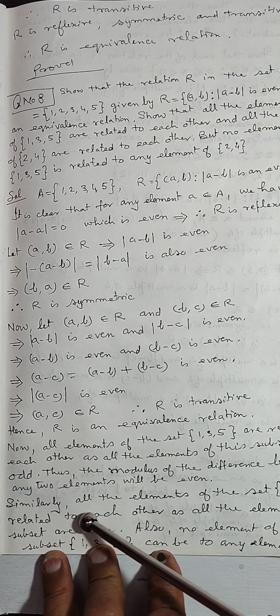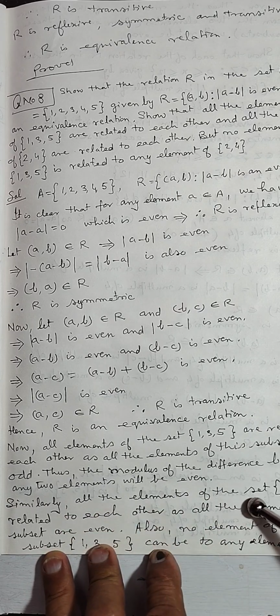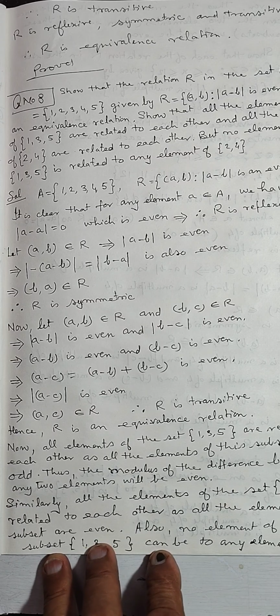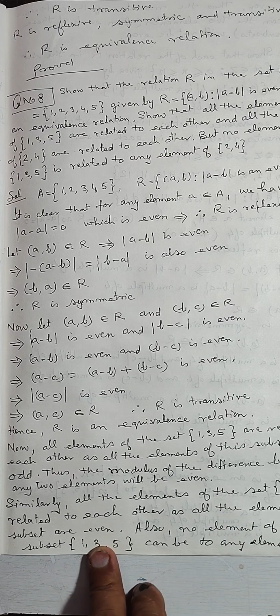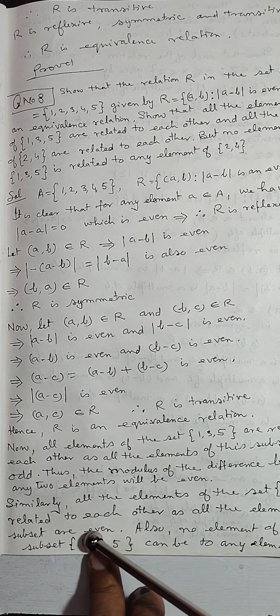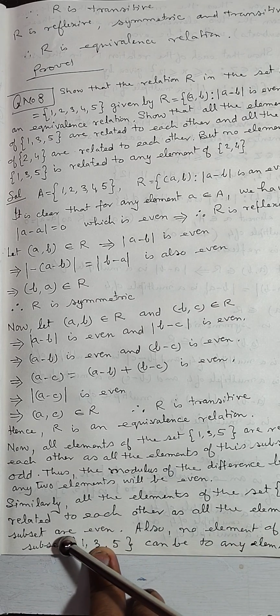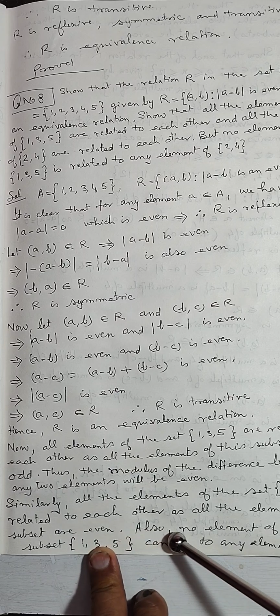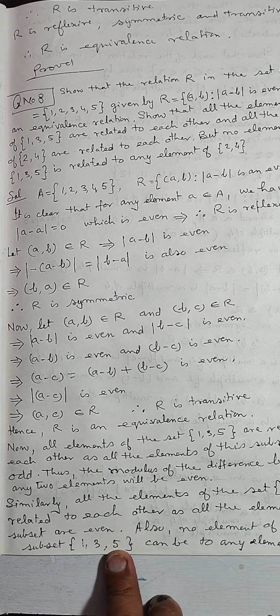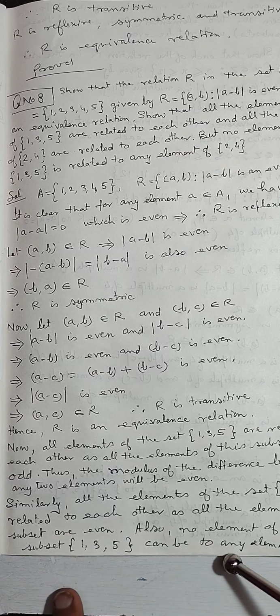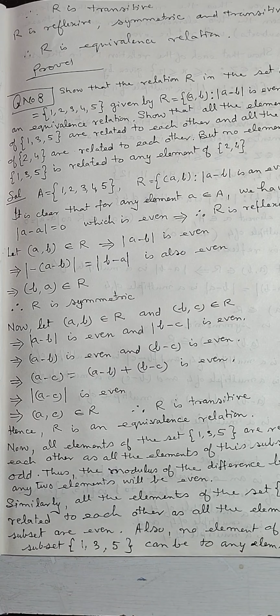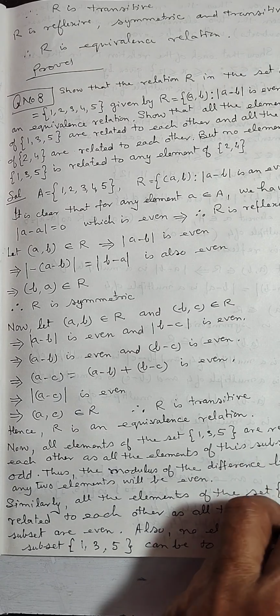Thus, the modulus of the difference between any two elements will be even. Similarly, all the elements of the set {2, 4} are related to each other, as all the elements of this subset are even. Also, no element of the subset {1, 3, 5} can be related to any element of {2, 4}.